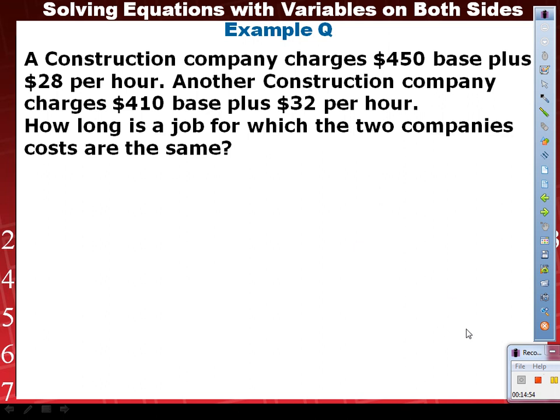Copy that, please. It says, a construction company charges $450 base plus $28 per hour. Another construction company charges $410 base plus $32 per hour. How long is the job for which the two companies' costs are the same?